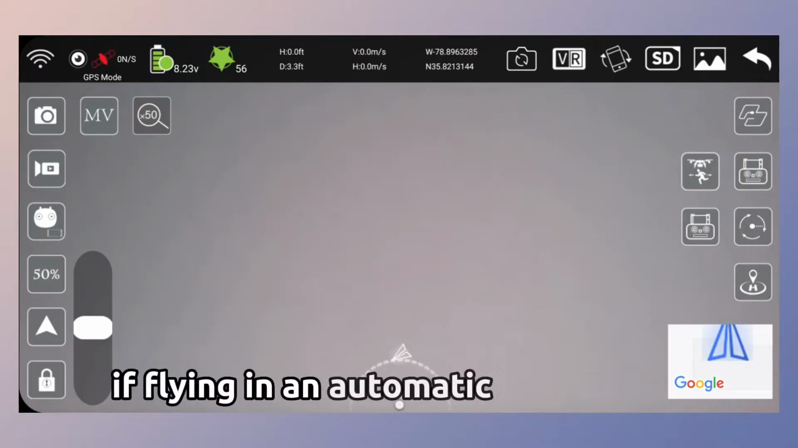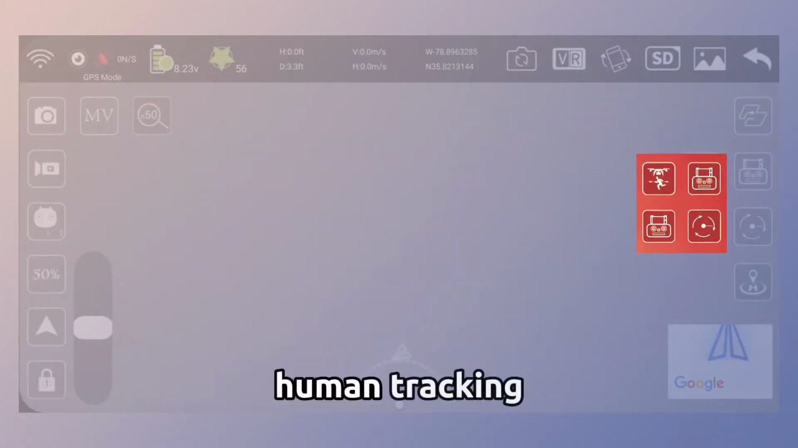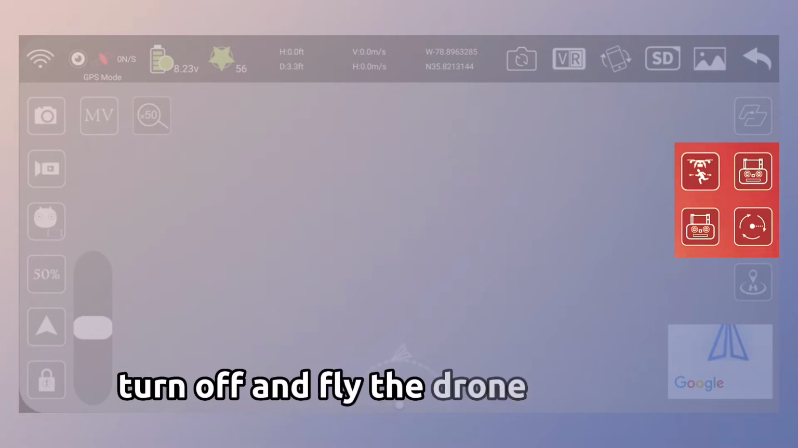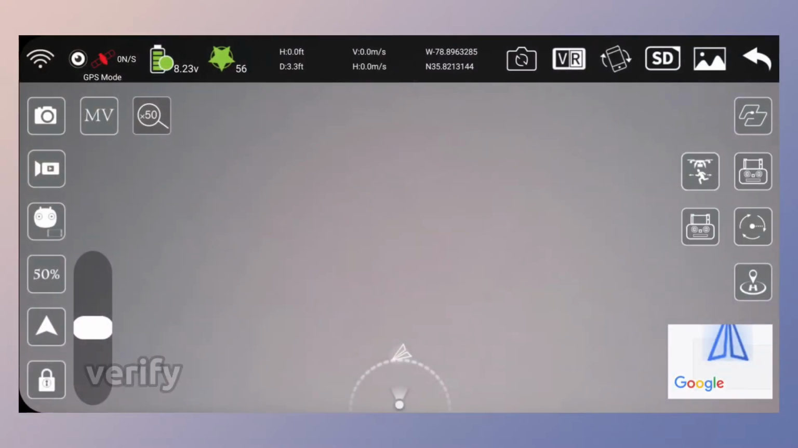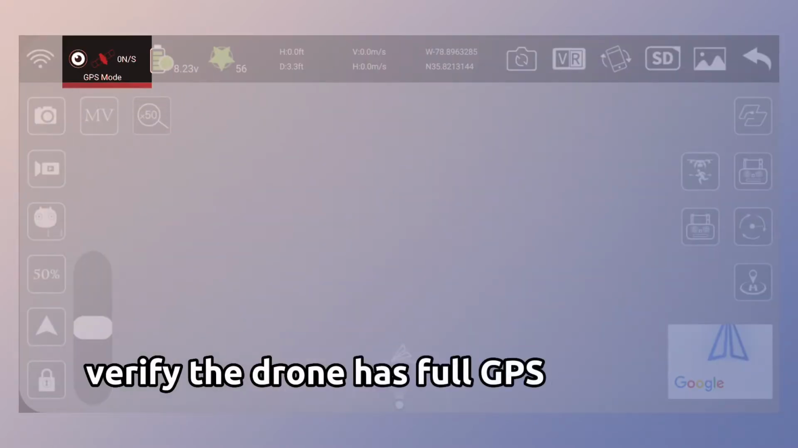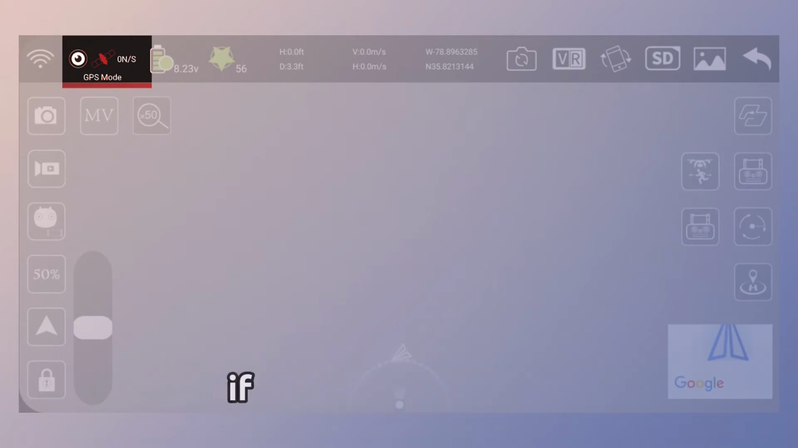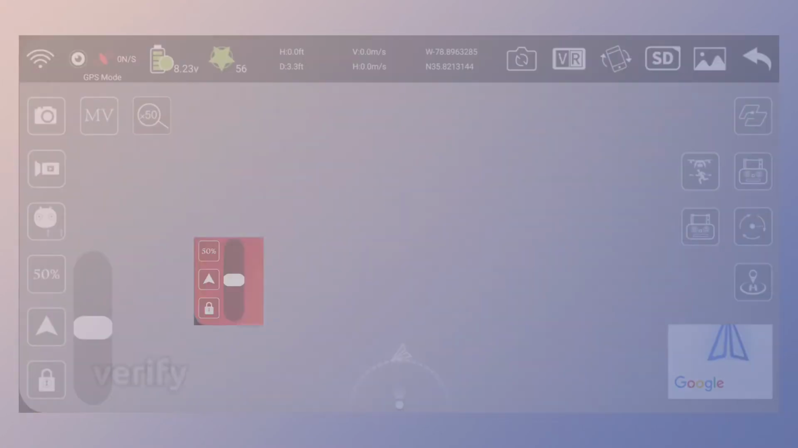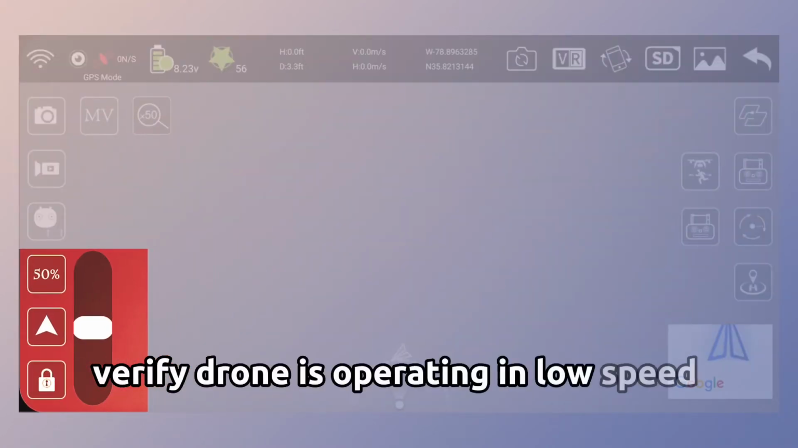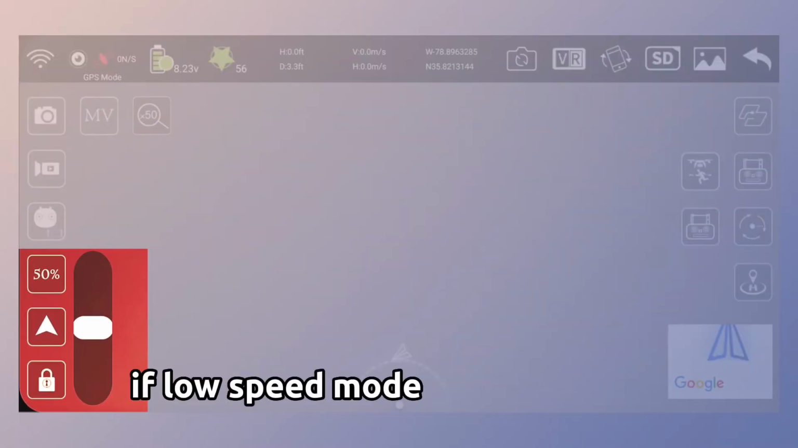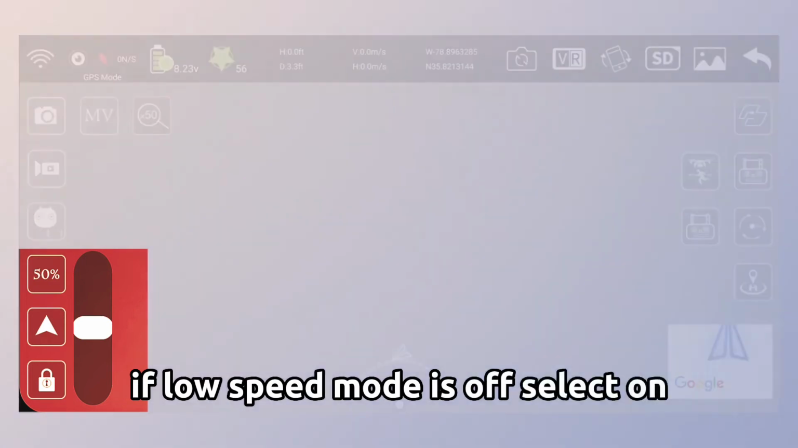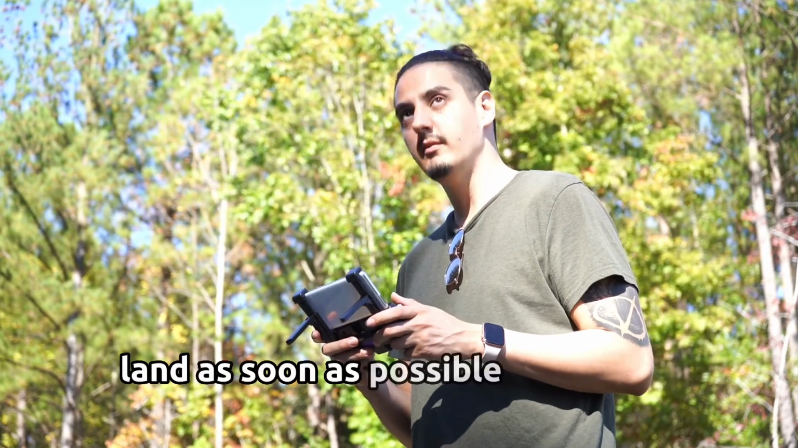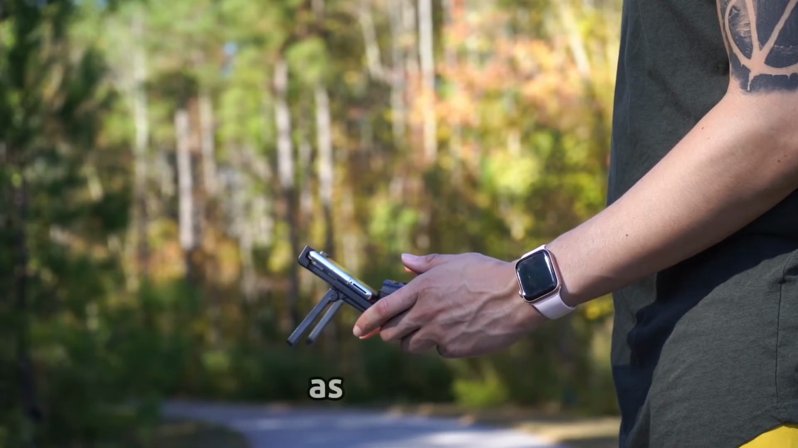If flying in an automatic flight mode, human tracking, palm control, tracking, etc., turn off and fly the drone manually. Verify the drone has full GPS satellites and is on. If GPS is off, select on. Verify drone is operating in low speed mode. If low speed mode is off, select on. If the drone is still uncontrollable at this point, land as soon as possible or initiate emergency descent as required.